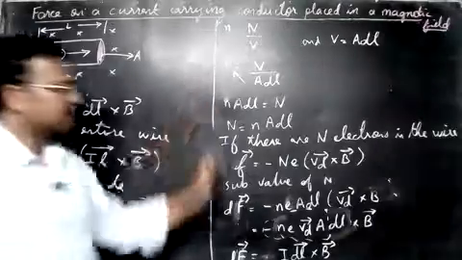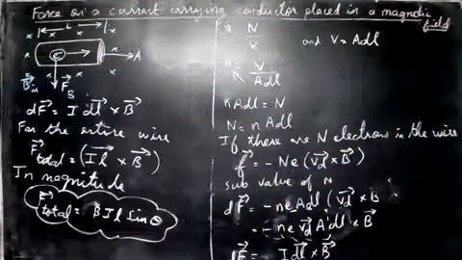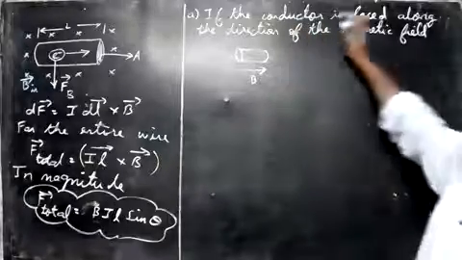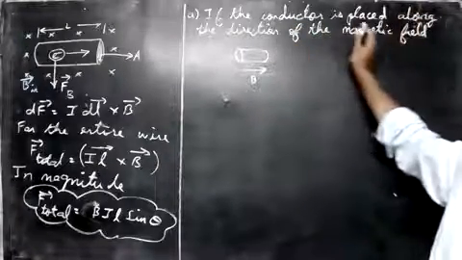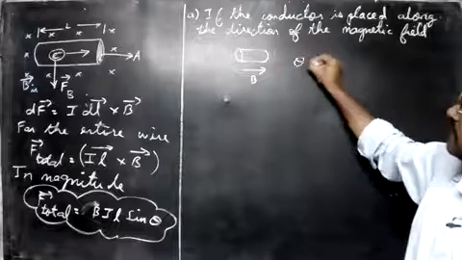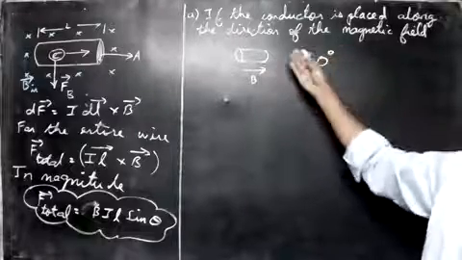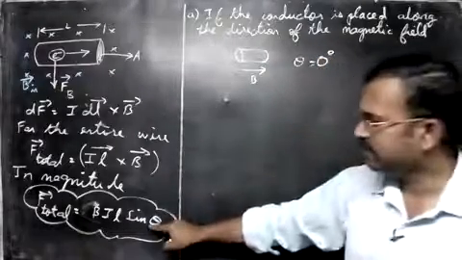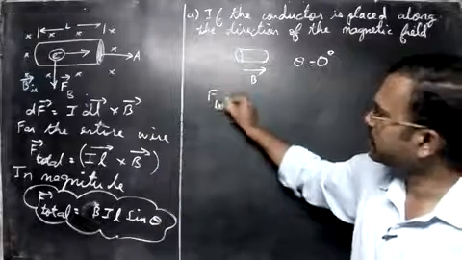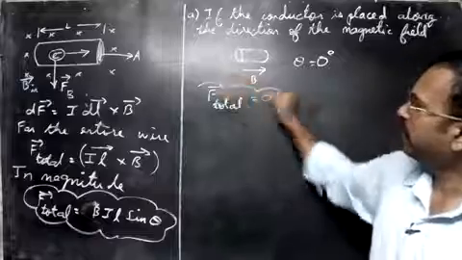Let me erase this part here and we'll write the special case. So let us see this first special case. If the conductor is placed along the direction of the magnetic field, that means the conductor and the magnetic field are in the same direction. In this case, what happens? Theta is equal to 0 degrees now. In the same direction means the angle is 0. So let's substitute and see. Sine 0 is what? It is 0. So we can say the net force, or the total force, in this case becomes 0. That's one thing we know.